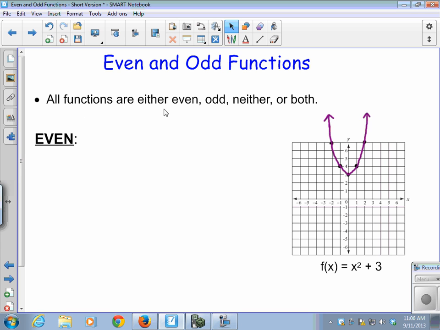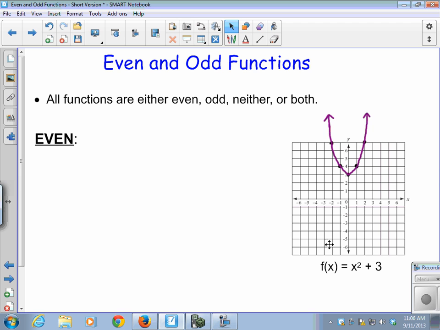So it says all functions are even, odd, neither, or both. There's actually only one function in the whole world that's both, and I'm going to let you try to figure out what that is. But in an even function, we've already said that it has symmetry with respect to the y-axis, and I know that I get the same y-coordinate for -2 or +2, okay?